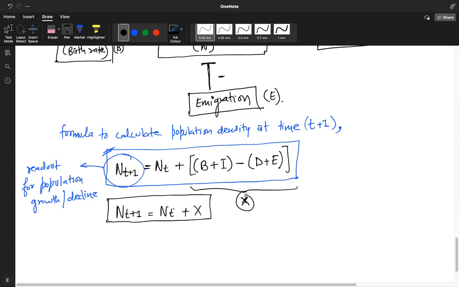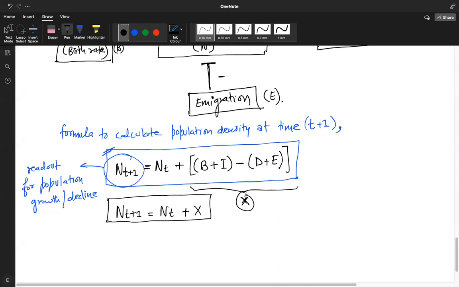If this is more than Nt, then this x is, sorry, the x is positive. It is adding to Nt. That's why Nt plus 1 is more than Nt, which means it's a growing population. So birth and immigration is more than death plus emigration. That's why when we are subtracting, we are still getting a positive number to add, and Nt plus 1 will be bigger.